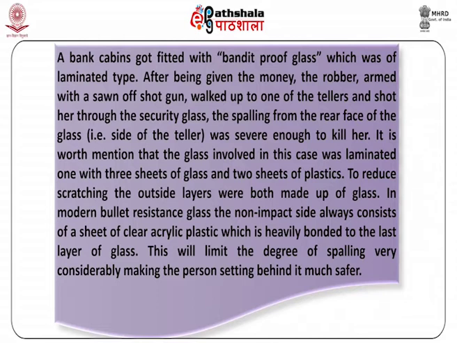It is worth mentioning that the glass involved in this case was a laminated one with 3 sheets of glass and 2 sheets of plastic. To reduce scratching, the outside layers were both made of glass. In modern bullet resistant glass, the non-impact side always consists of a sheet of clear acrylic plastic which is heavily bonded to the last layer of the glass. This limits the degree of spalling very considerably, making the person sitting behind it much safer.